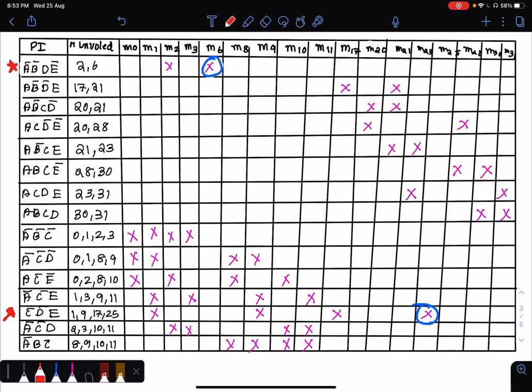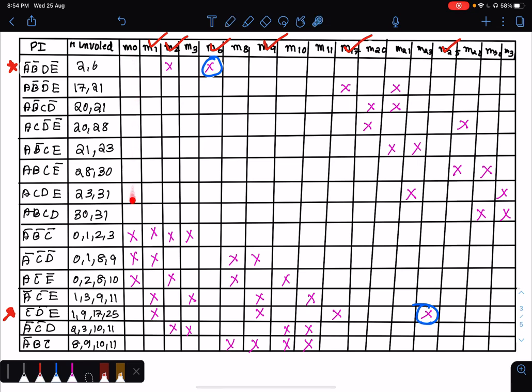After checking the essential prime implicants, look at what minterms they are covering. In the first case, A dash, B dash, D, E dash, it is covering 2 and 6. The second essential prime implicant, C dash D dash E, is covering 1, 9, 17, and 25. Then what about the others? M0 is not covered, M3 is not covered at all, M8 also, and so many are not covered. Then we should go for row or column dominance.